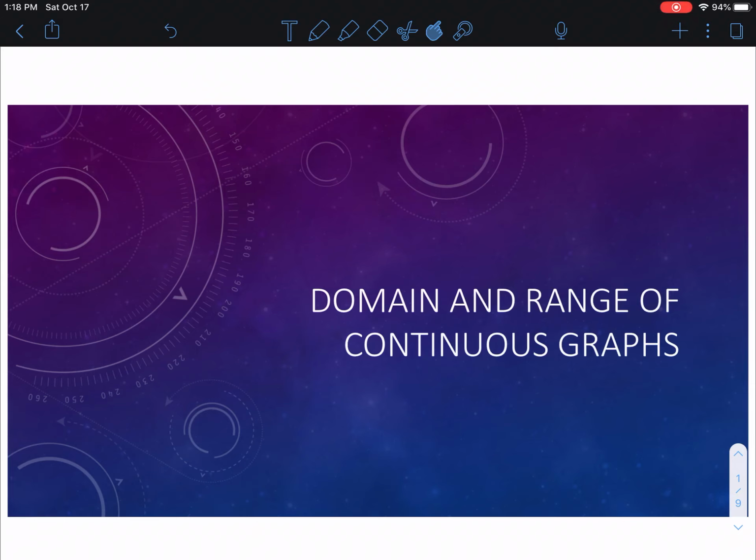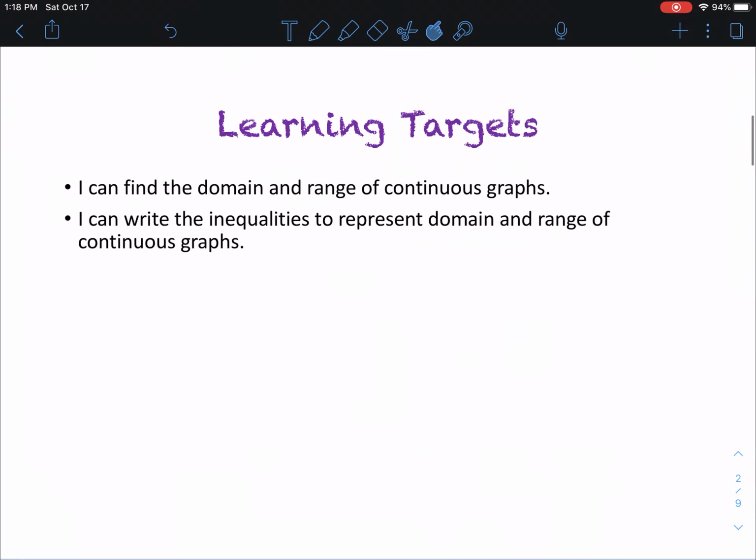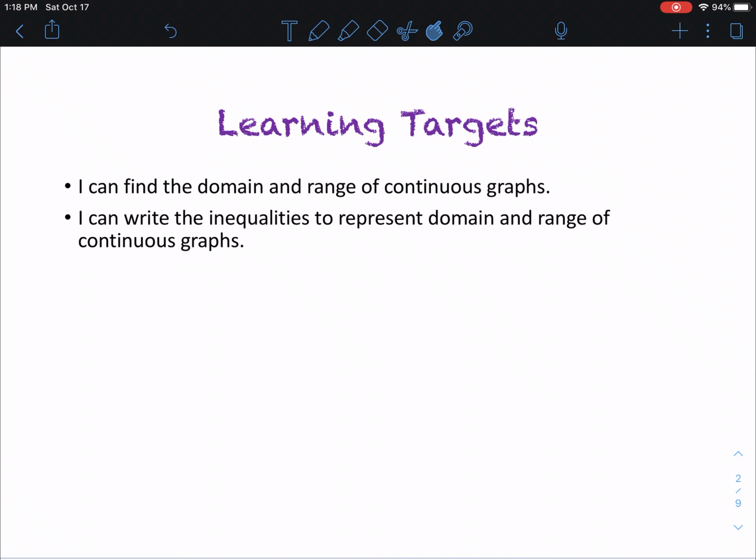Okay, so today we're going to talk about domain and range of continuous graphs. We learned how to do that for discrete points. Well, today we'll talk about how we do this for continuous graphs. And we'll also learn how to write our domain and range using inequalities.